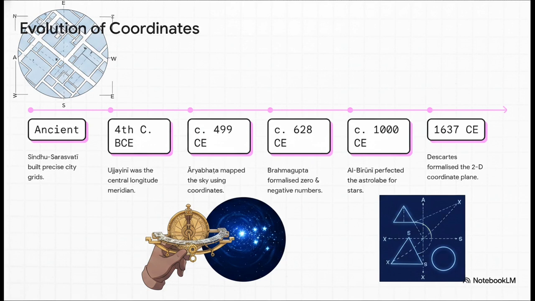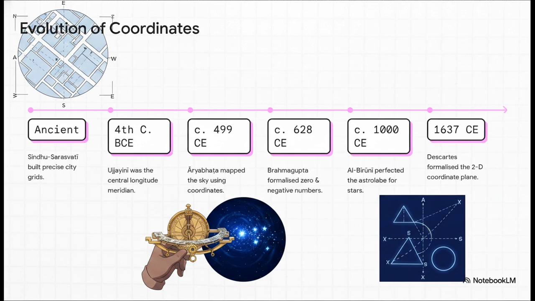Then, as mapping the Earth for navigation became absolutely crucial, the ancient Indian city of Ujjayani stepped up as the central longitude meridian. From there, scholars like Aryabhata totally revolutionized the math. He swapped out Greek chords for sines, creating celestial coordinates to pinpoint the exact positions of stars. Fast forward a bit, and the Arab scholar Al-Biruni perfected the astrolabe, a tool letting sailors use those very stars to find their coordinates out on the open ocean.